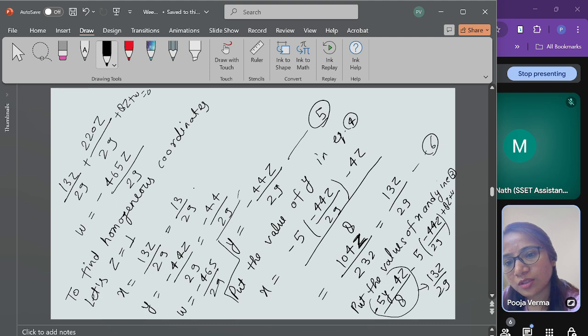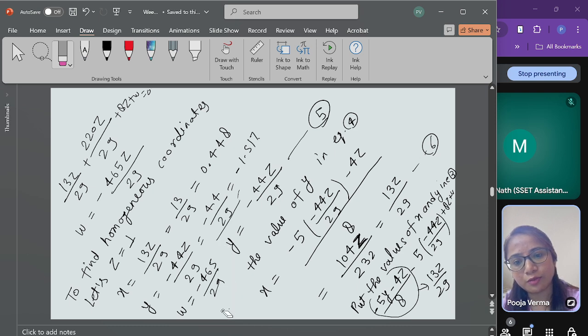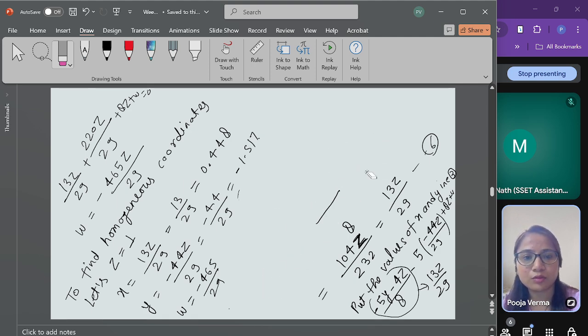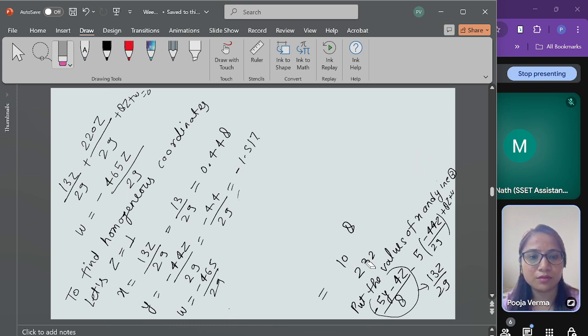Now just divide, and you will get the values. Here you will get 0.448, here minus 1.517, and here also minus 16.034. I hope all of you have noted down. I'm just removing it from here so that we can solve further.